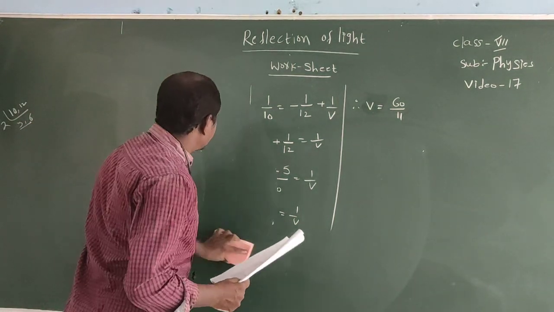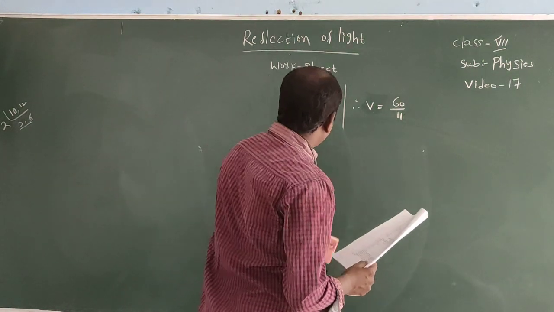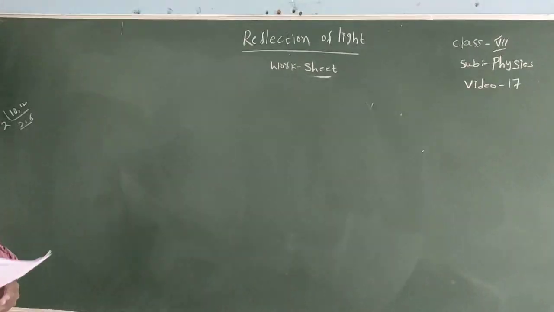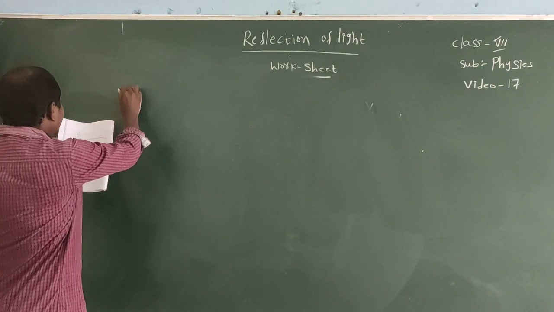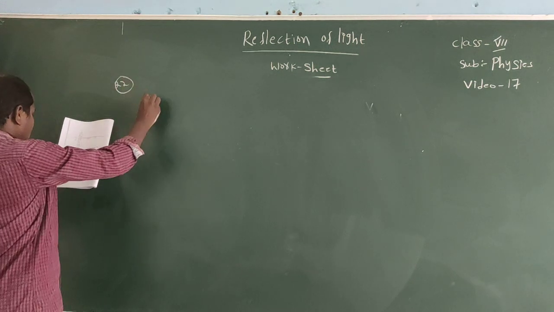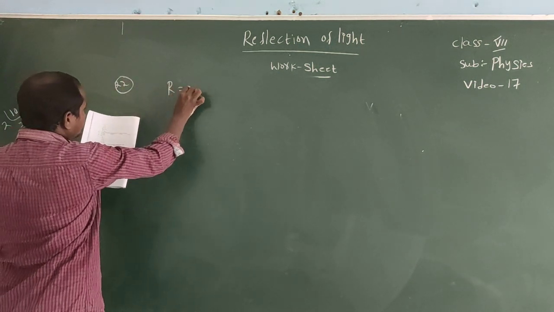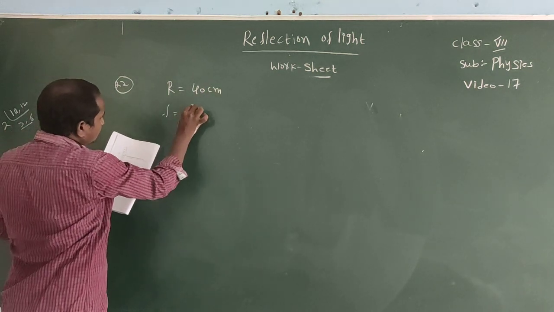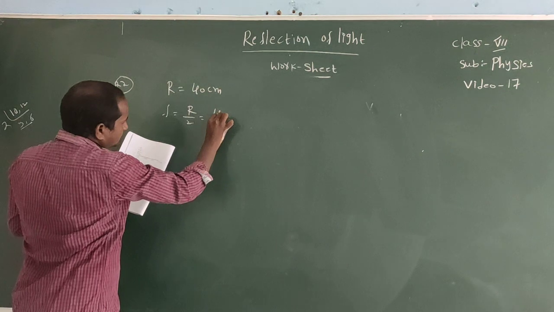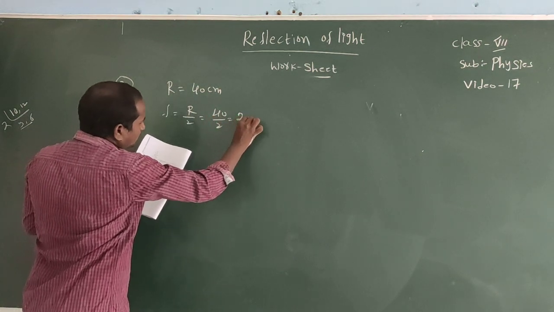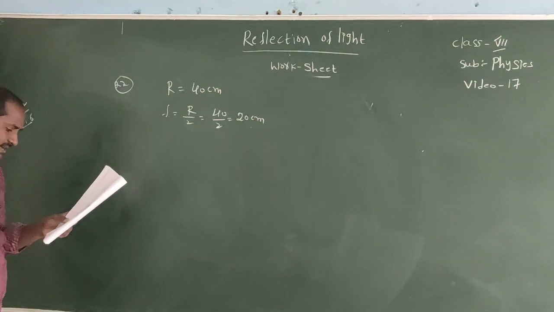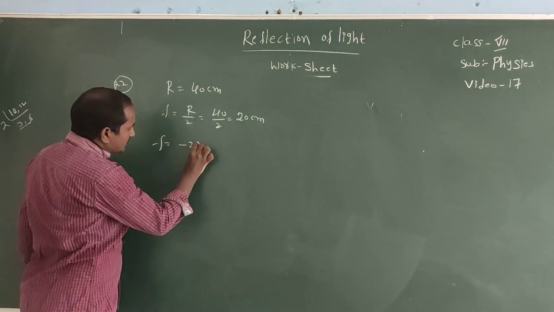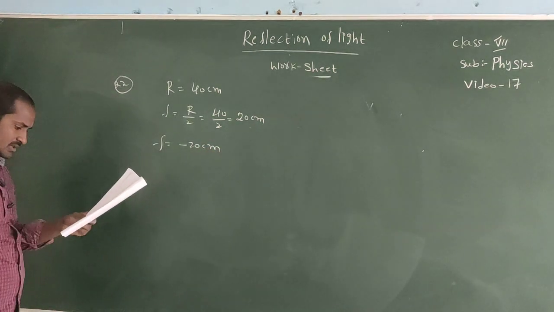So given mirror is concave mirror, focal length and object distance also negative. 22nd one, R equal to 40 centimeters. Therefore F equal to R by 2, 40 by 2, that equal to 20 centimeters. It is a given mirror is concave mirror, then focal length of the concave mirror is negative, that equal to minus 20 centimeters.